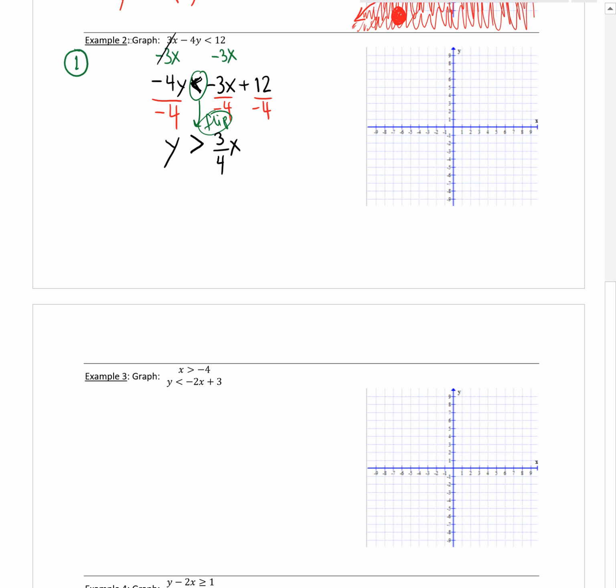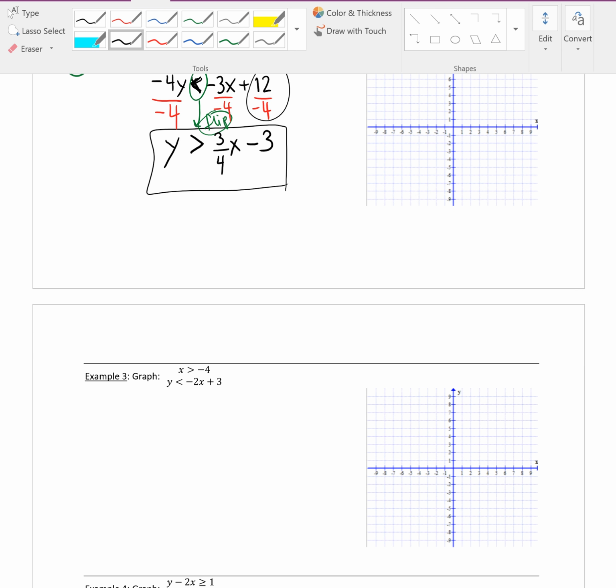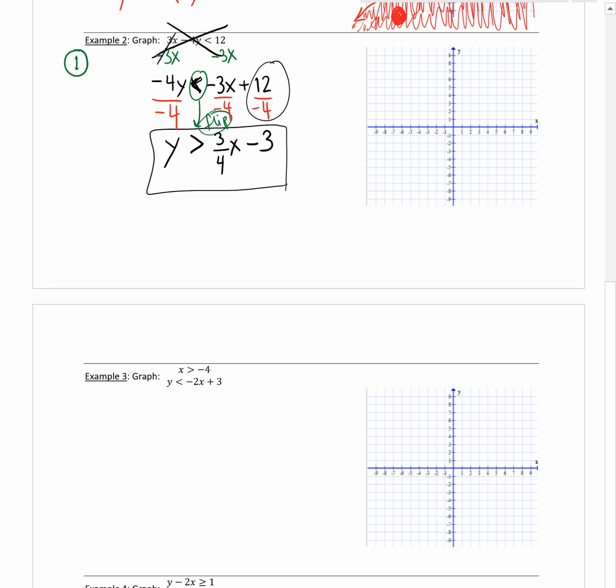And then on the right side, I had negative 3x over negative 4. That's a negative divided by a negative, so it's a positive. And then 12 divided by negative 4 is negative 3. So that looks good. That's really the inequality we want to deal with. Now, at this point, I can forget about the original one. That's not really useful anymore. This is all we need to look at from here on out in this problem. So, okay, that took a while, but that's okay.